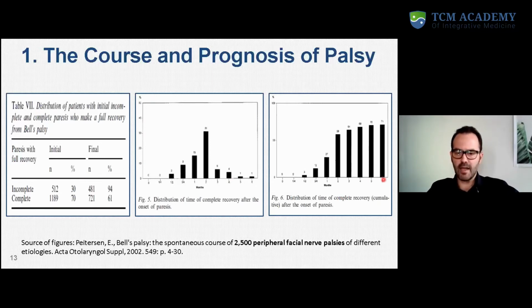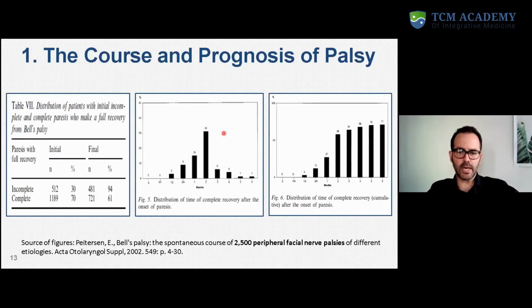In figure 5, we can see the distribution of time for complete paralysis. Some of the patients were fully recovered, 12%, after several weeks, while after 2 months, 58% of the patients were fully recovered. In figure 6, we can see the cumulative recovery. After 3 months, 64% of the patients were fully recovered, and after 6 months, 71% of the patients achieved normal facial expressions.